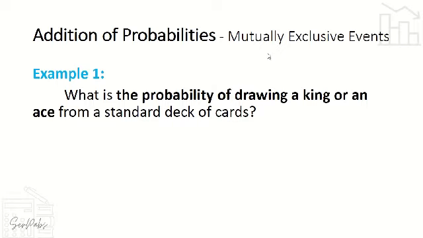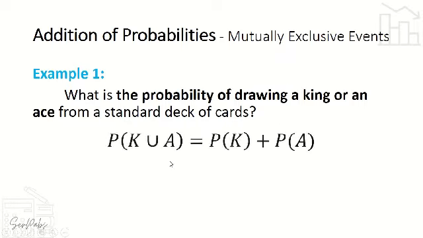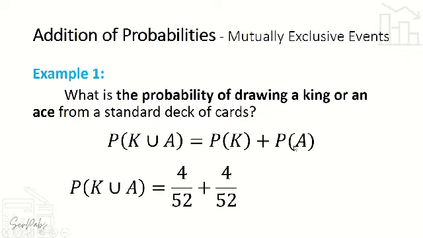Addition of probabilities for mutually exclusive events. So, question, what is the probability of drawing a king or an ace from a standard deck of cards? So, therefore, that will be given as probability of king in union with ace. So, probability of K in union with A is equal to probability of king plus probability of ace. Okay, so ang probability natin na makakabunot tayo ng king ay 4/52 dahil meron tayong 52 total cards in a deck. Then meron tayong 4 na hari doon, so 4/52.